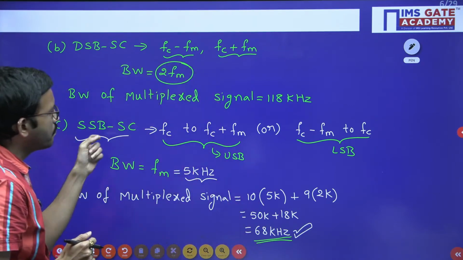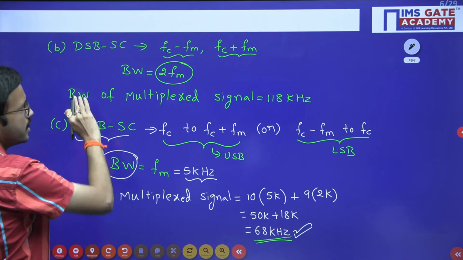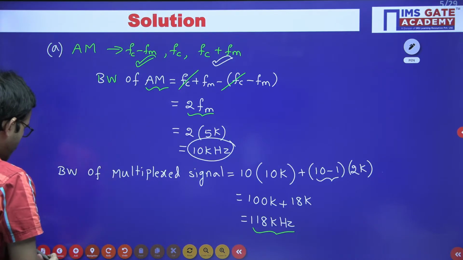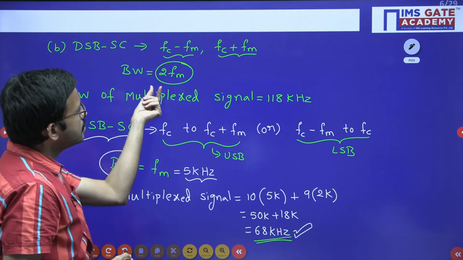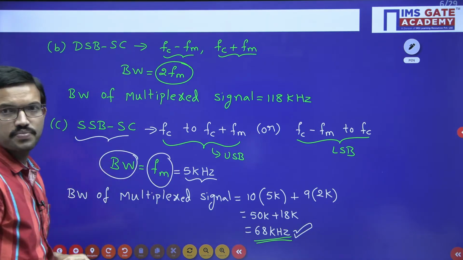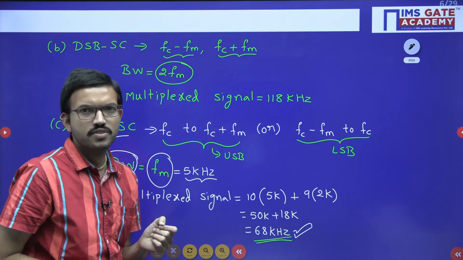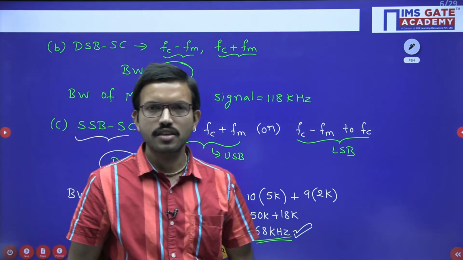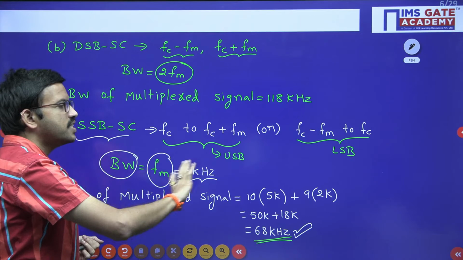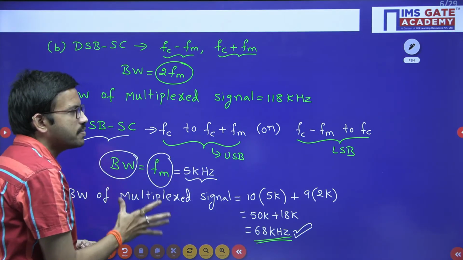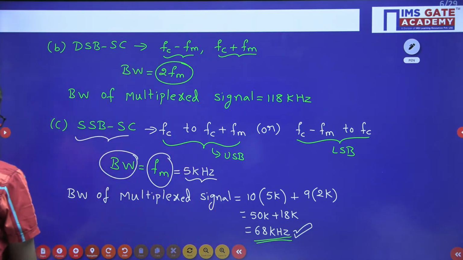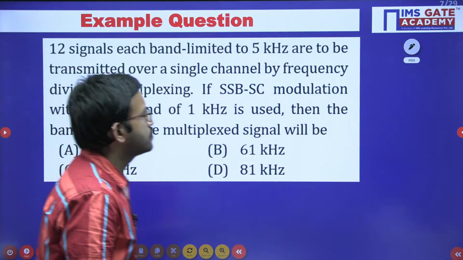Or even from the basic definition of the bandwidth of these modulators, you can easily answer. In AM and DSBSC, we get twice the maximum frequency of the message signal, whereas here you get simply the message signal frequency. So that is the advantage of SSBSC. In the earlier modulator concepts we mentioned which of these three is the best, and even while transmitting multiple signals with multiplexing, SSBSC is the recommended one. Now with this understanding, all of you give a try.